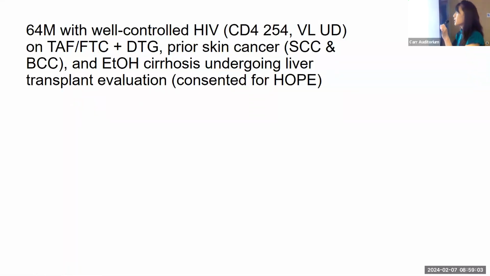So this is a 64-year-old man with well-controlled HIV. His last CD4 count right before coming to see me was 254. He's virologically suppressed. He's on Descovy and dolutegravir. He has a history of prior skin cancer, both squamous cell and basal cell, and he has alcoholic cirrhosis in remission. And he's undergoing liver transplant evaluation, and he is consented for the HOPE Act.